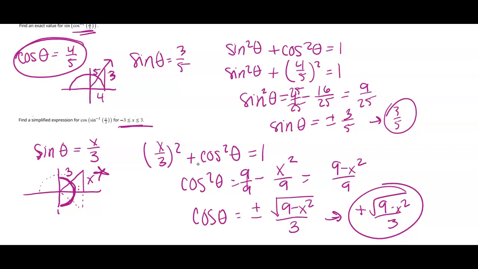You could also use the Pythagorean theorem to find this side piece here. So you could say maybe that this is a. So x squared plus a squared equals 3, oh, not 3, 9. A is then plus or minus the square root of 9 minus x squared. And since I'm in that piece, it must be the positive. And then finding the cosine, adjacent over hypotenuse, we end up getting the same answer here.